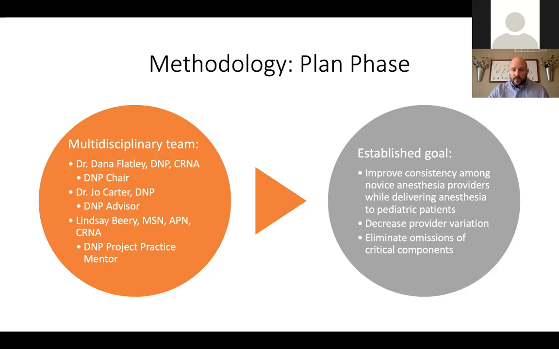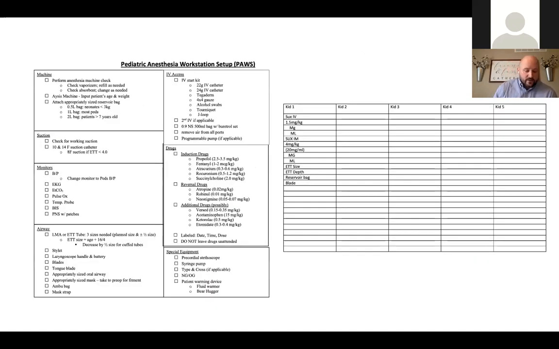Once our goals had been established, a thorough literature review was conducted. In addition to the literature review, I worked with the multidisciplinary team to examine steps taken by anesthesia providers in preparation for pediatric anesthesia, including required medications, equipment, and the anesthesia machine setup process. This information and information from the literature was used to create the first iteration of the Pediatric Anesthesia Workstation setup tool, or the PAWS tool, which is pictured here.